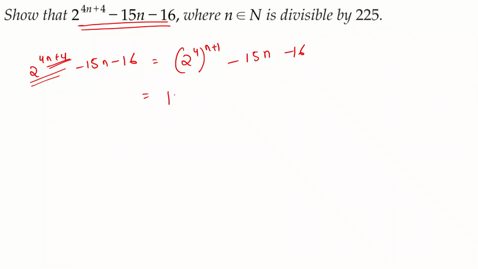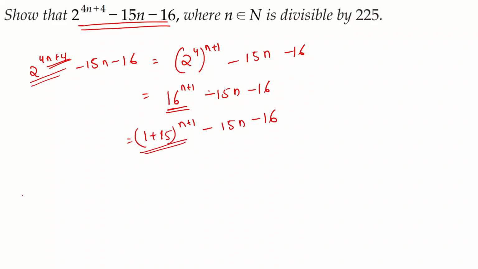2 to the power of 4 is 16, so 2 to the power of n plus 1 minus 15n minus 16, and then I write this 16 as 1 plus 15. 1 plus 15 to the power of n plus 1 minus 15n minus 16. Okay, so now let me write down the expansion of this.